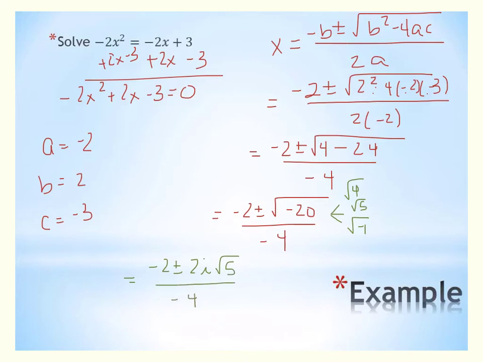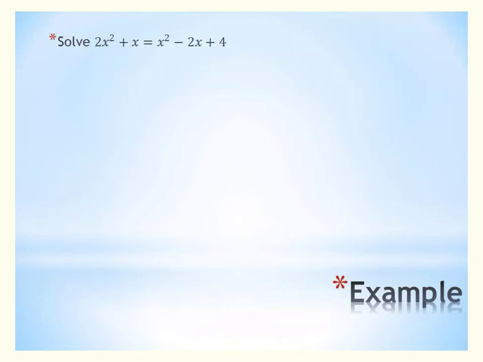all over negative 4. And then we're going to look at the 2 and the 4, and do they all reduce? Yes. And so we're going to reduce them all by 2, and so this is going to be negative 1 plus or minus i square root of 5 all over negative 2. We're just going to leave it just like that. Why don't you pause the recording and see if you can work this one out, and then play it back and see if you get it correct.